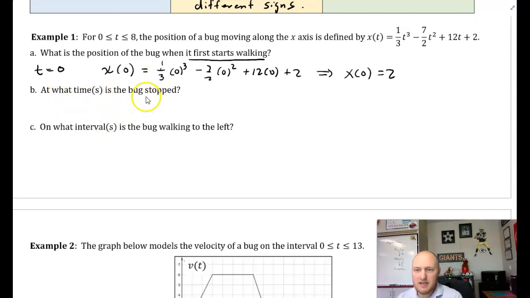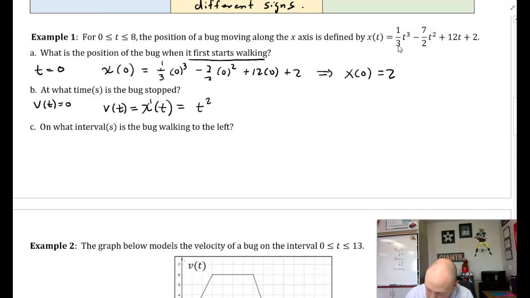B, at what time is the bug stopped? Well, if the bug stopped, its velocity is equal to 0. So how do I determine v of t? Well, v of t is the same thing as the derivative of x of t. I have to take the rate of change of position, and that will tell me the velocity. So I can go ahead and differentiate this. 3 times 1/3, those cancel out. I just get t squared minus 7t plus 12.